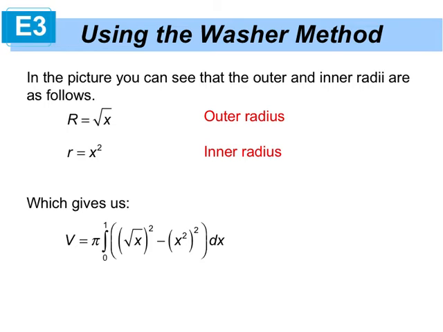And then you've got to solve that puppy. Multiply it out, or use fnInt, whatever works for you. Probably not too bad to solve by hand. What's the square root of x squared? X. What's x squared squared? X to the fourth. Both of which you can find the antiderivative of. There's nothing incredibly nasty there. Take the antiderivative, plug in 1, plug in 0, subtract. Don't forget to multiply by pi.